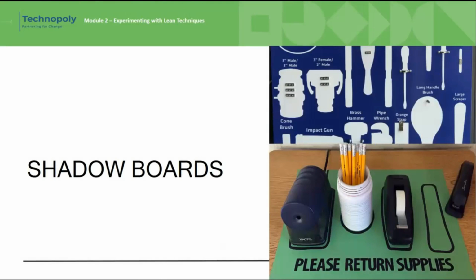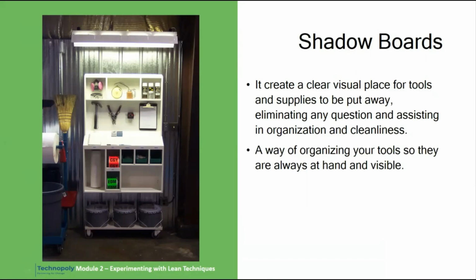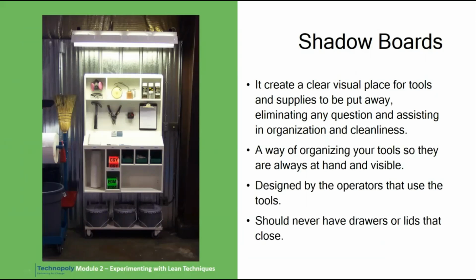The next visual control is shadow boards. Shadow boards create a visual place for tools and supplies to be put away, eliminating any question and assisting in organization and cleanliness. It's a way of organizing your tools so they are always at hand and visible. It must be designed by the operators that use the tools and should never have drawers or leaves that close. In other words, these help the user to easily spot the tools or equipment needed at a glance.